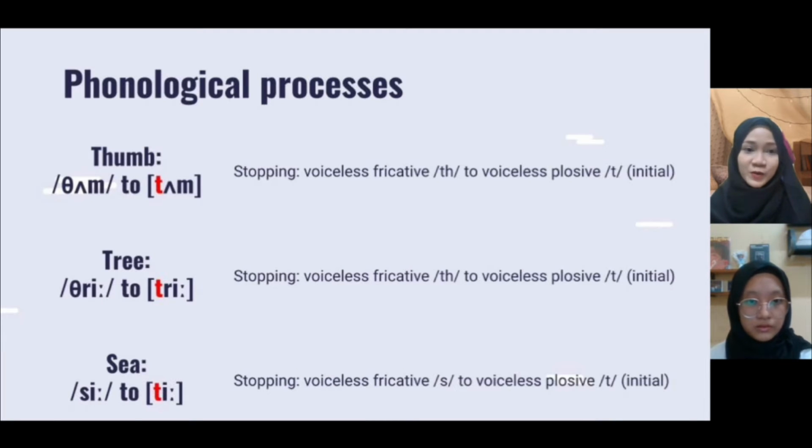The next word is thumb, where TK pronounces it as tum, stopping voiceless fricative to voiceless plosive t at the initial. The next word is tree, where TK pronounces it as tree, stopping voiceless fricative to voiceless plosive t at the initial. The next word is see. TK pronounces it as tee, stopping voiceless fricative to voiceless plosive t at the initial.